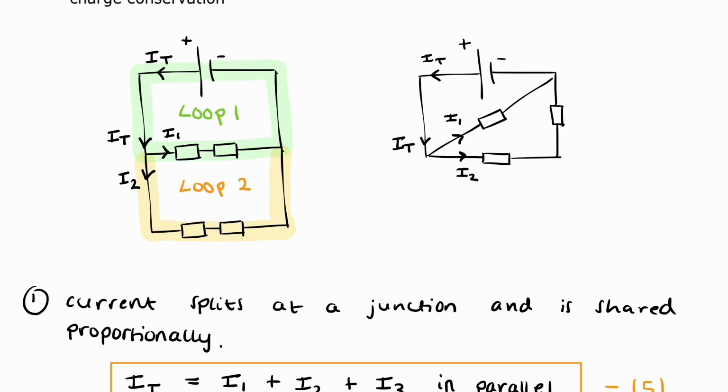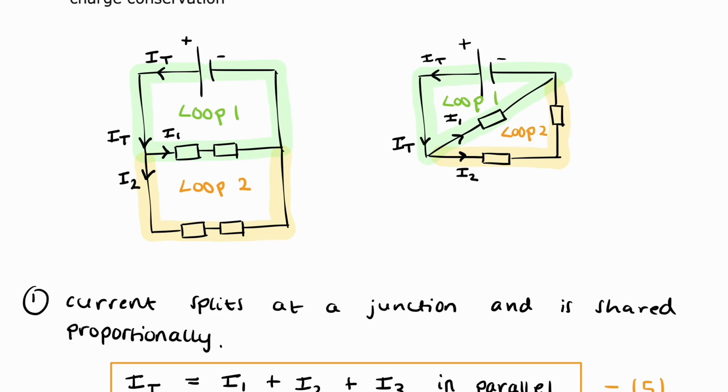Let's do the same for the second circuit. So we've got the shortest path from the cell back to the cell is loop 1. And then the next shortest path from the cell back to the cell is loop 2. So then just so I don't get my colours mixed up, I'm only going to draw it there. So I've got loop 2.